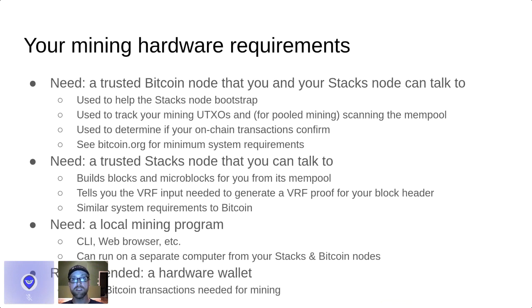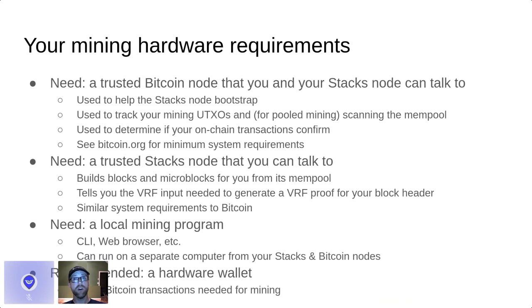Because recall, Stacks nodes read the Bitcoin chain to determine the sequence of transactions that make up all the sortitions that in turn select the blocks that make up the Stacks chain. So you will use your Bitcoin node for that, as well as for keeping track of all of your mining UTXOs. And if you're doing pooled mining, for maintaining the mempool for you to scan so you can see any other outstanding block commit transactions that are imminently mineable. You also use the Bitcoin node to determine if your on-chain transactions are confirmed or not.